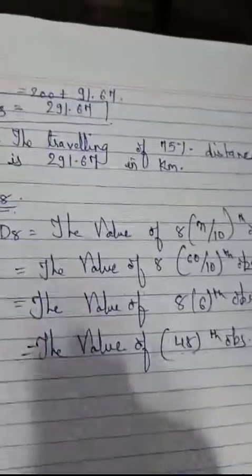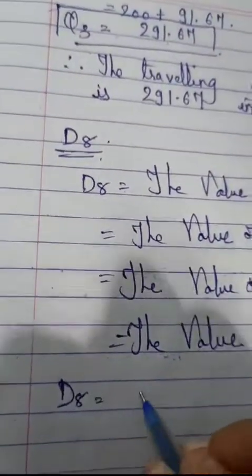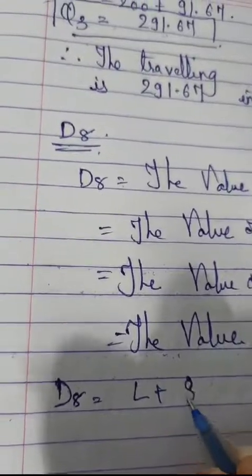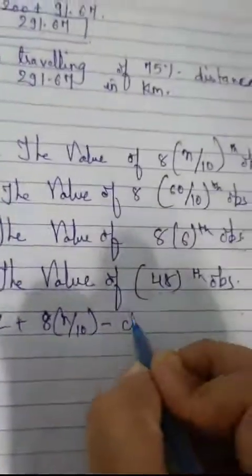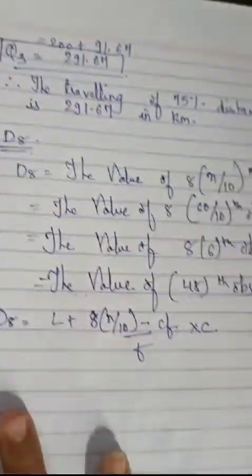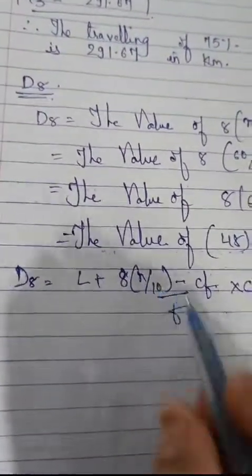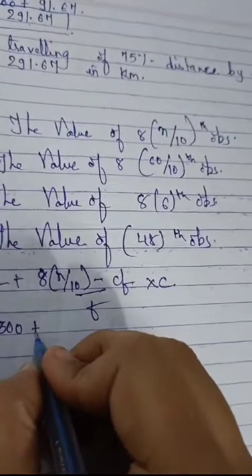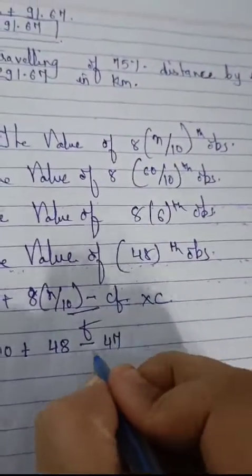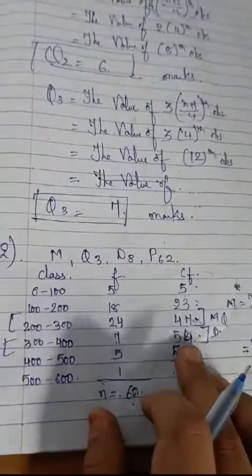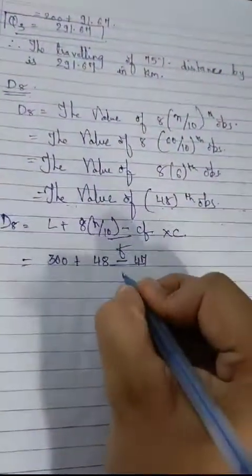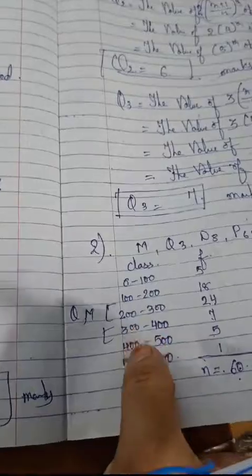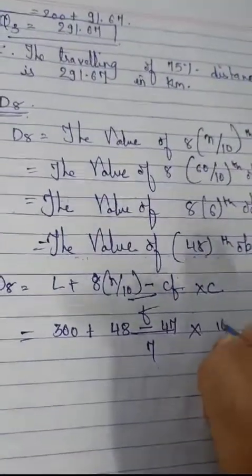Okay, so let us begin with the formula. D8 equals L plus 8 into n divided by 10 minus CF upon F into C. See, the whole formula will be same, only you have to change the term that is related to n. So what is our L? L is our 300 plus 8 into n by 10, that is 48, minus CF, that is 47, divide by F, that is 7, and C is 100, similar, 300 minus 400, that is coming to 100.